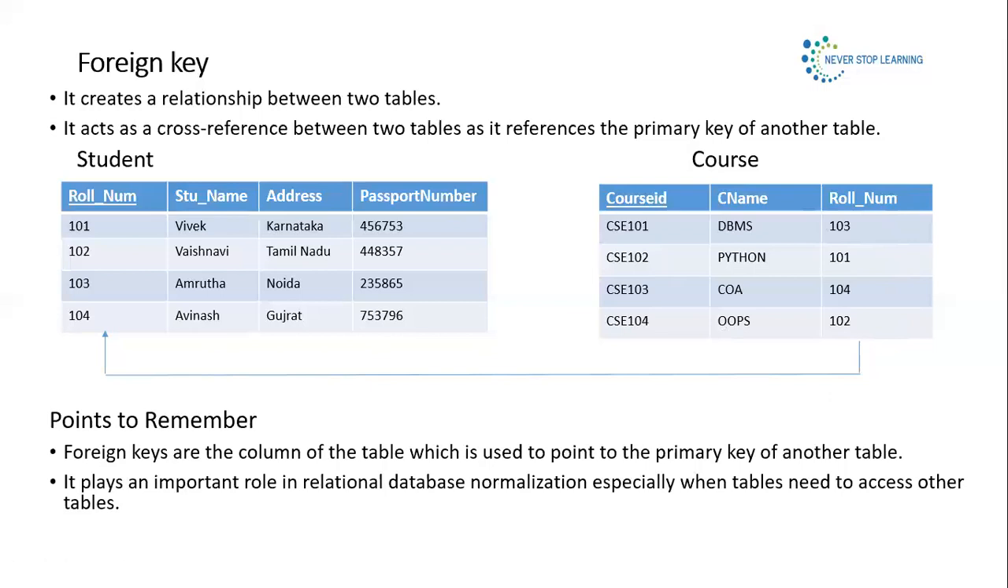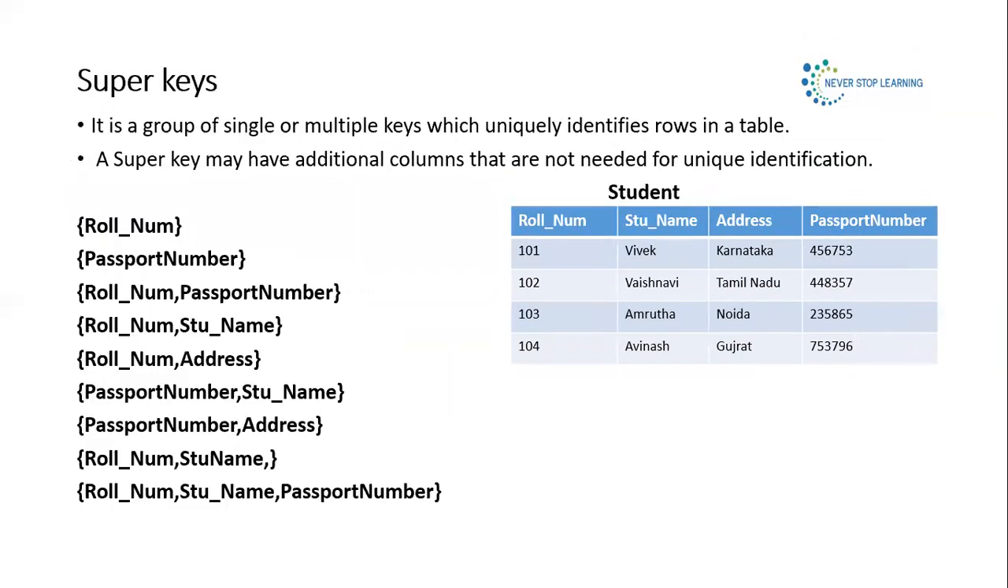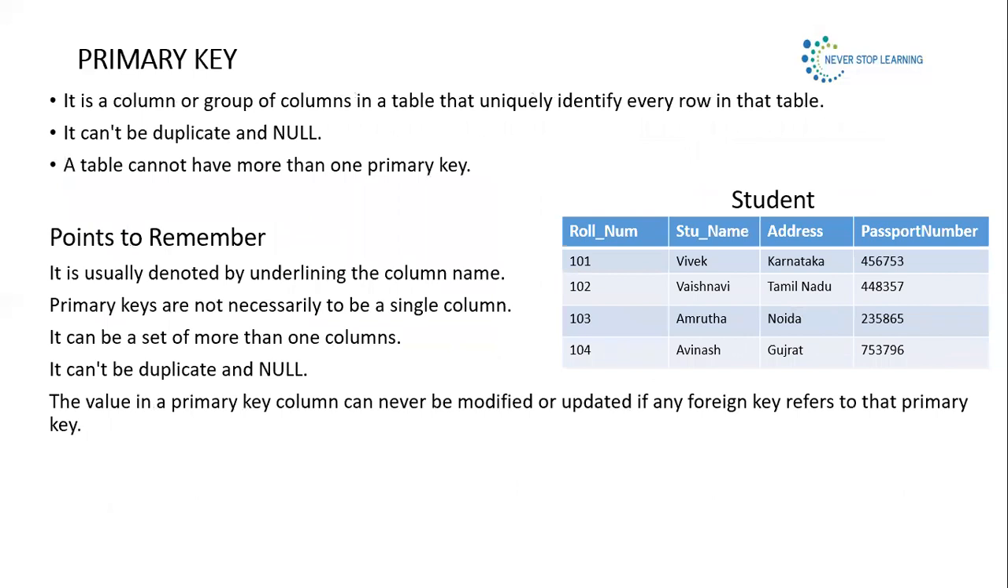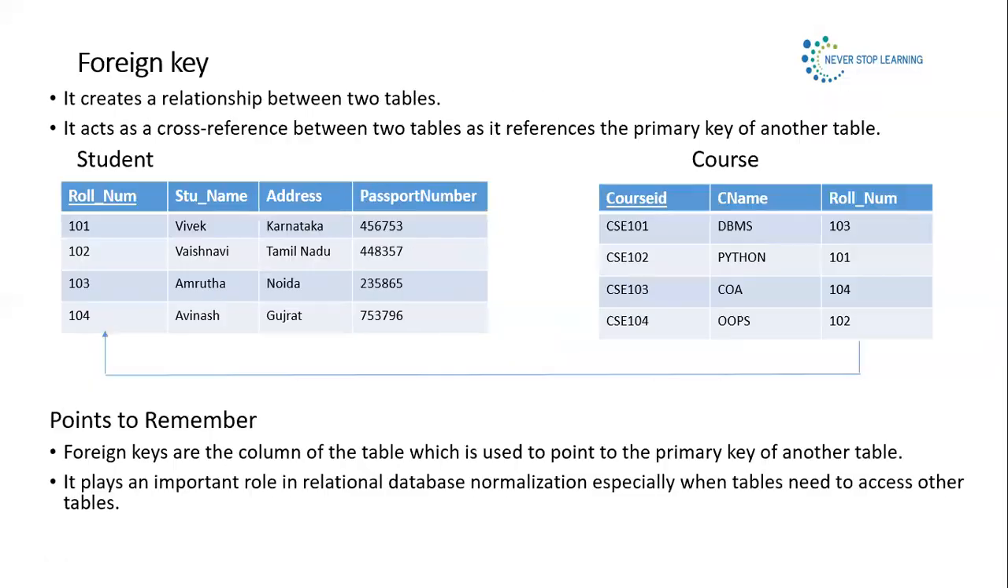Okay. Now one point in primary key, I told you that I will tell you later. The value of a primary key column can never be modified or updated if any foreign key refers to the value of that primary key. Now understand here. See, this is the child table. This is taking all these values. This is the parent table. Here these values are present.